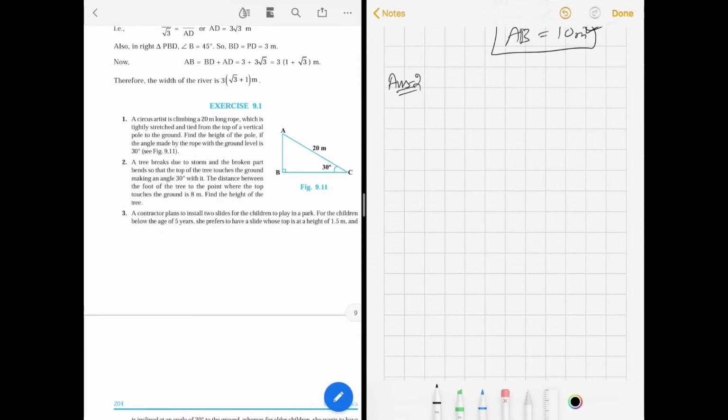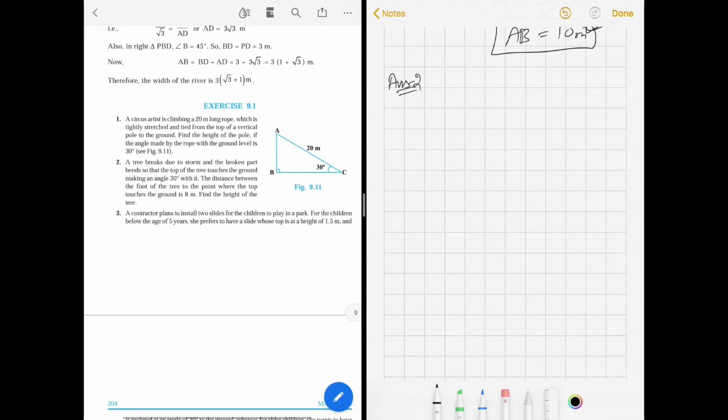Now let us move to the second question. A tree breaks due to a storm and the broken part bends so that the top of the tree touches the ground, making an angle of 30 degrees with it. The distance between the foot of the tree and the point where the top of the tree touches the ground is 8 meters. Find the height of the tree.